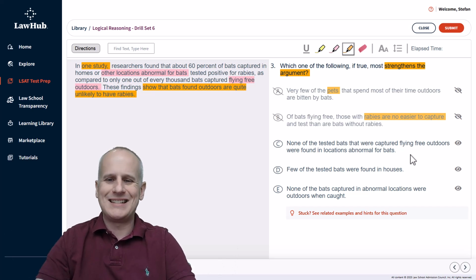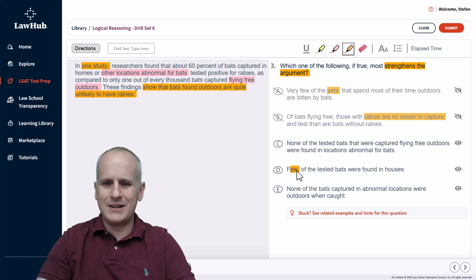Then we've got choice C, none of the tested bats that were captured flying free outdoors were found in locations abnormal for bats. Okay, so we're on the right track here. Let's leave that open for now. Then we've got choice D, few of the tested bats were found in houses. Well, few doesn't necessarily match the 60%, and it doesn't tell us about our other locations. So this is going to need additional information again.